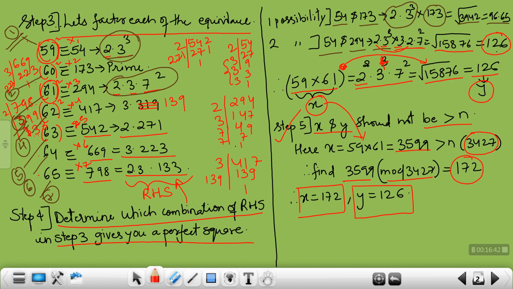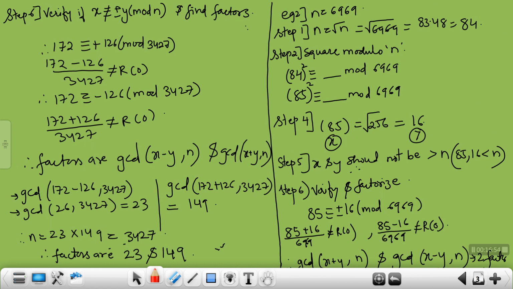So always keep this step number 5 in mind. You might go with the same value of x and later it will be difficult for you to calculate in step number 6. So step number 5 is always to check if x and y value is greater than n. Now step 6 is the final step, to verify if x is not congruent to plus or minus y mod n.